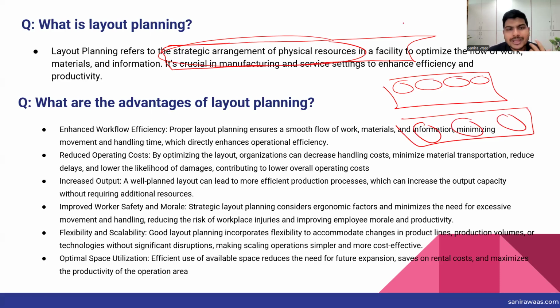This is called layout planning: how you are going to set all your physical resources in a way that is streamlined for production. So with that streamlining there would be workflow efficiency, lower costs, more output, worker safety and morale, and flexibility and space utilization.